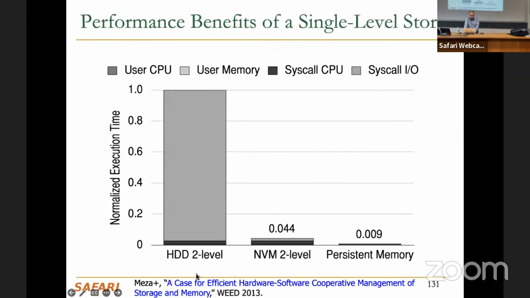So you can see that going from HDD 2-level to NVM 2-level, we got a 24 times speedup, which is quite good because NVM is quite fast. And by going from NVM 2-level to persistent memory, we are still getting about a 5 times speedup. And that also shows the effectiveness of this idea.